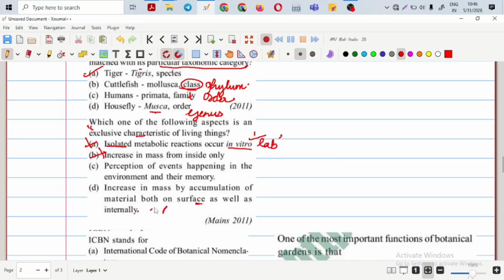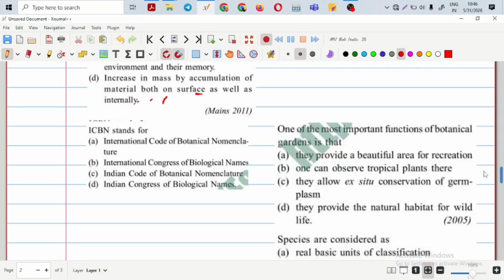Okay. Then the next question is very important. ICBN, International Code for Botanical Nomenclature. That is true. Not Congress of Biological Nomenclature. That is not international. Indian code. Not, it's an international code. Indian Congress of Biological Names. No, again false. It is International Code for Botanical Nomenclature. Okay.